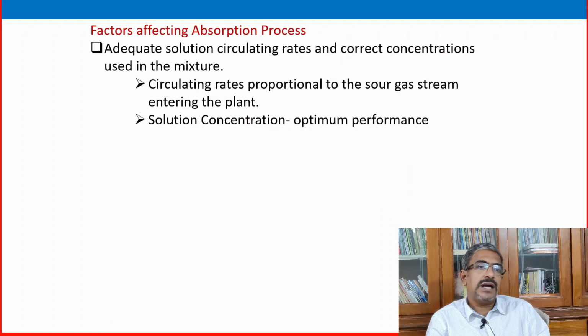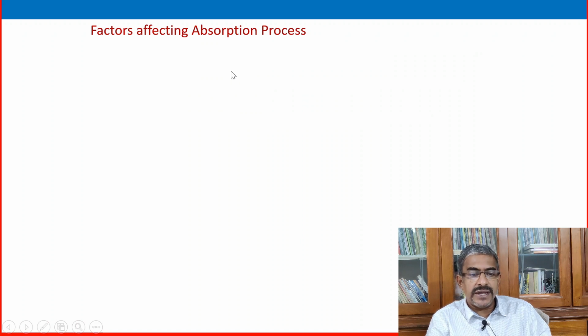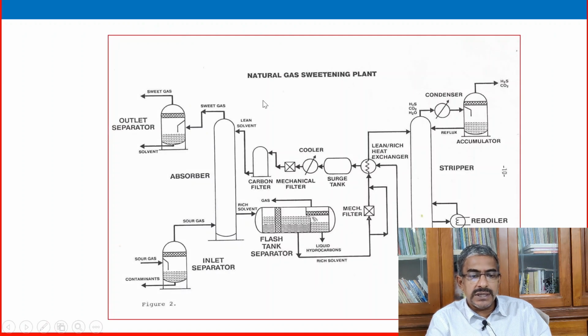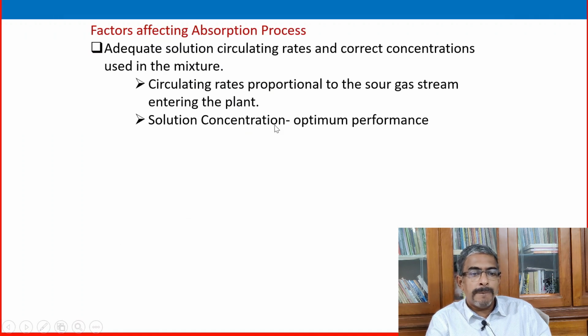Some of the factors affecting the absorption section process: an adequate solution circulating rate and correct concentration are very important. Circulation rate is the quantity of amine entering the system, and purity. That's why this filtration is here. Here one filtration, here two filtrations are there. That is why that filtration is there.